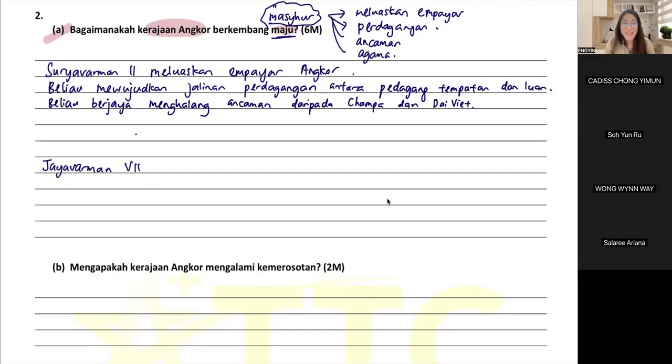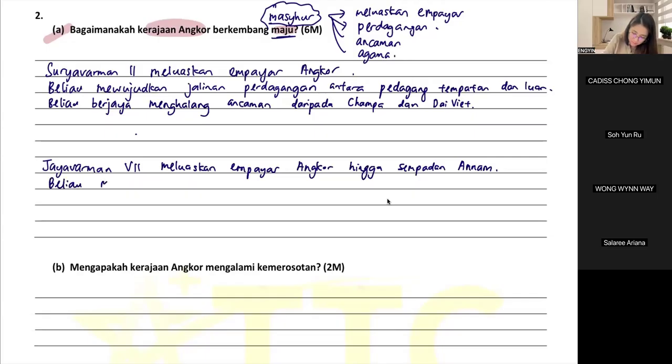Okay. Now, what did Jayavarman 7 do? Also the same thing. Meluaskan Empire Angkor. If you remember the area, then write it down all the way until the Annam border. If you don't remember, just stop at the Angkor government. I mean the Empire Angkor.